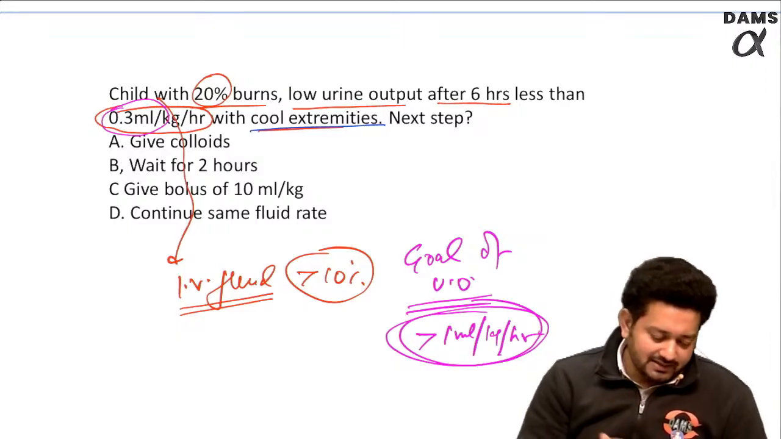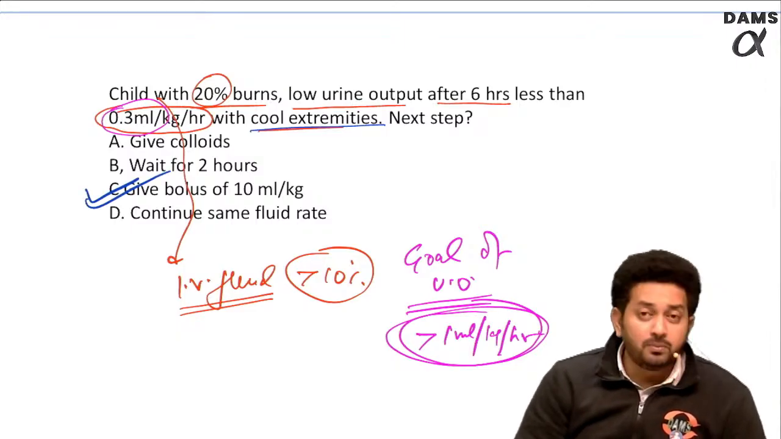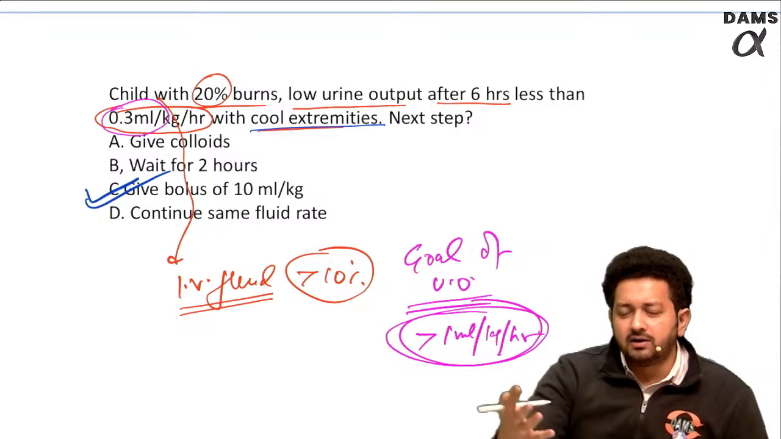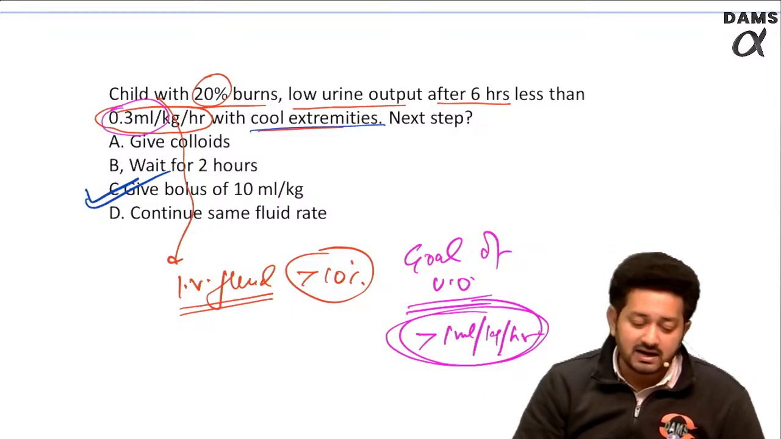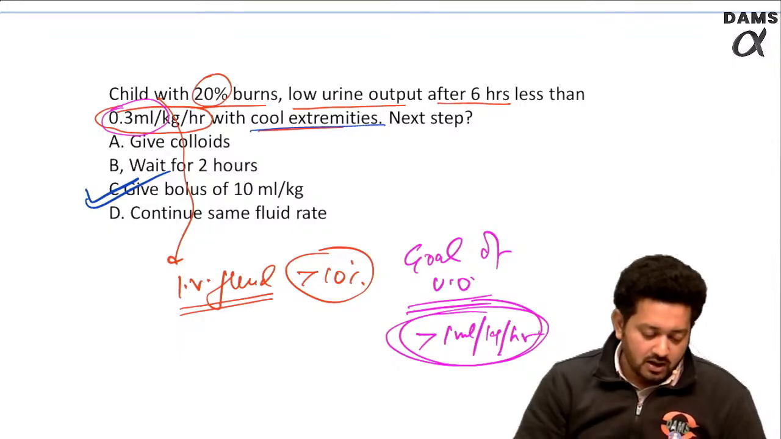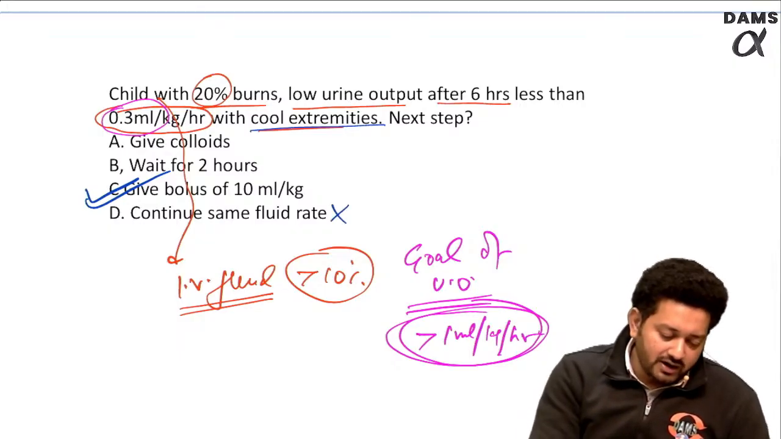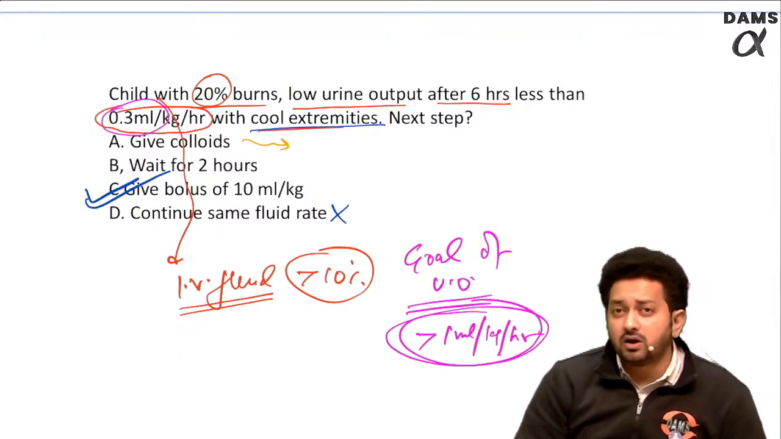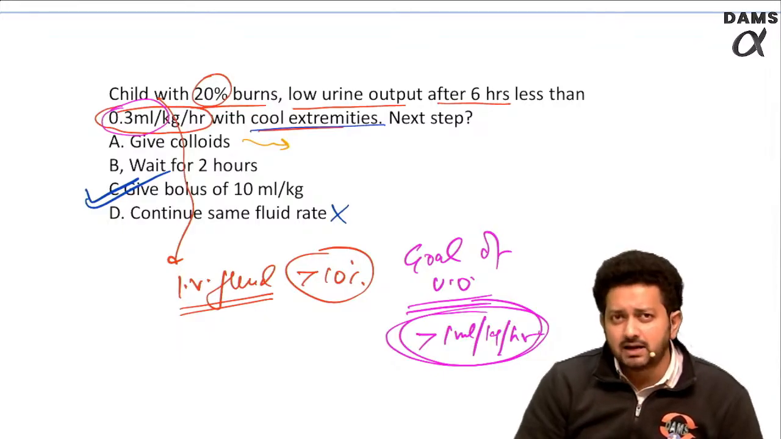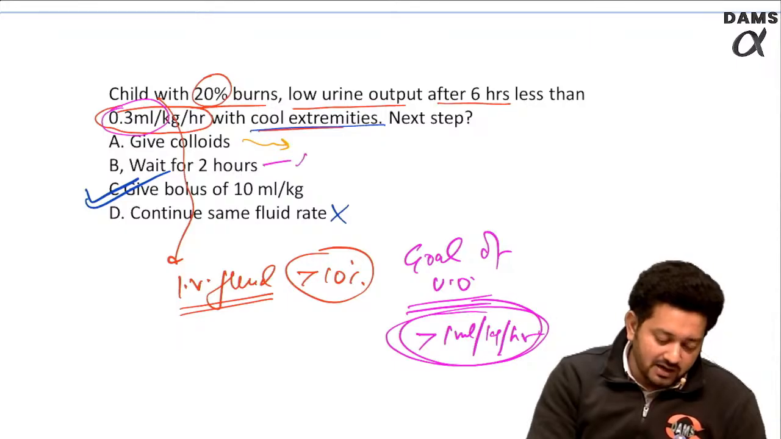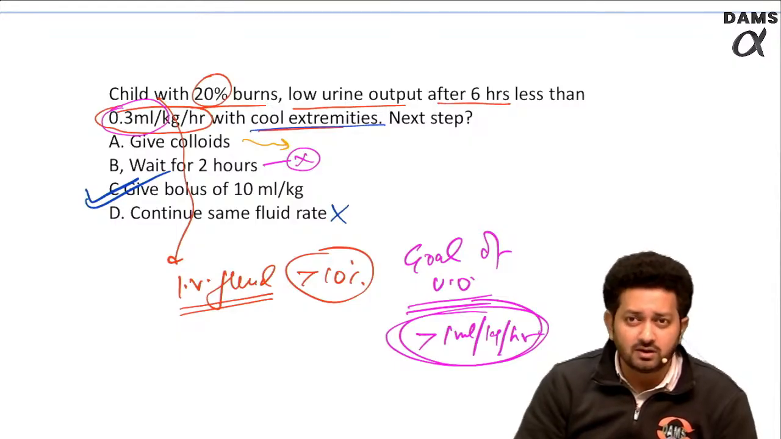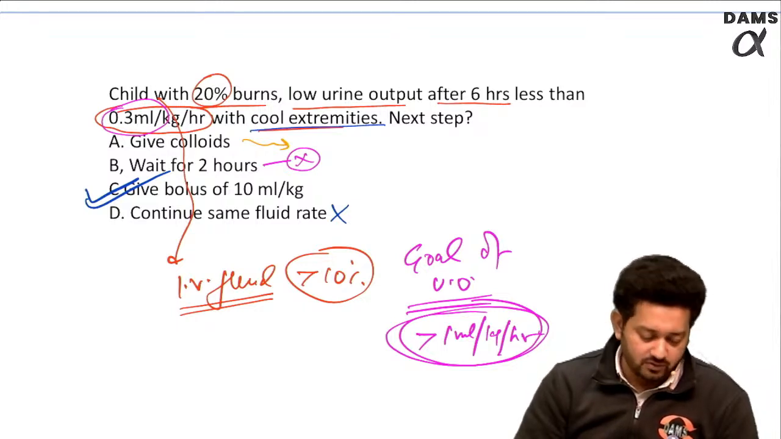So what we do in these cases is give IV fluid, give a bolus because the patient is in hypovolemic shock. You give the fluid and then increase your fluid flow because you are not giving enough, and that is why the child is going into hypovolemia. You should not continue with the same rate. Colloids have no role in the initial 24 to 48 hours. If at all colloid is required in the burn patient, that is given from the second day, not on the first day. Waiting for 2 hours will definitely make the child worse, and the child might not survive also. So if the patient is having shock, you deal with it like a shock, give the bolus of fluid.